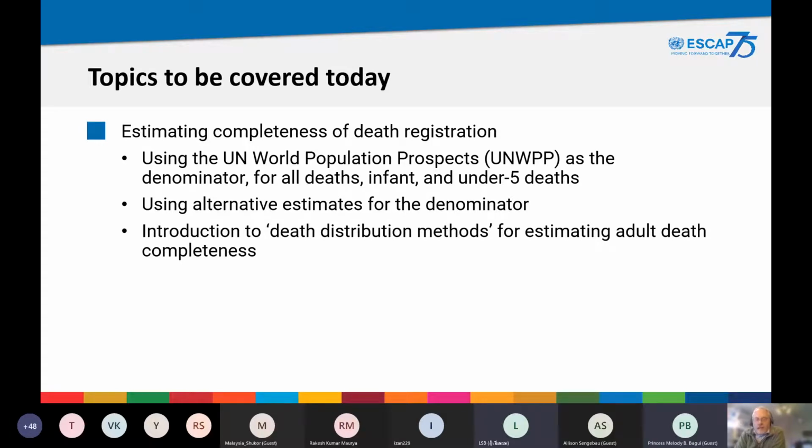And then to wrap up, I want to give you a very high-level introduction and overview to what are called the death distribution methods, demographic analysis that can be used to estimate the completeness of adult death registration. And that is a completely different way of thinking, a different approach to estimating, using demographic techniques.